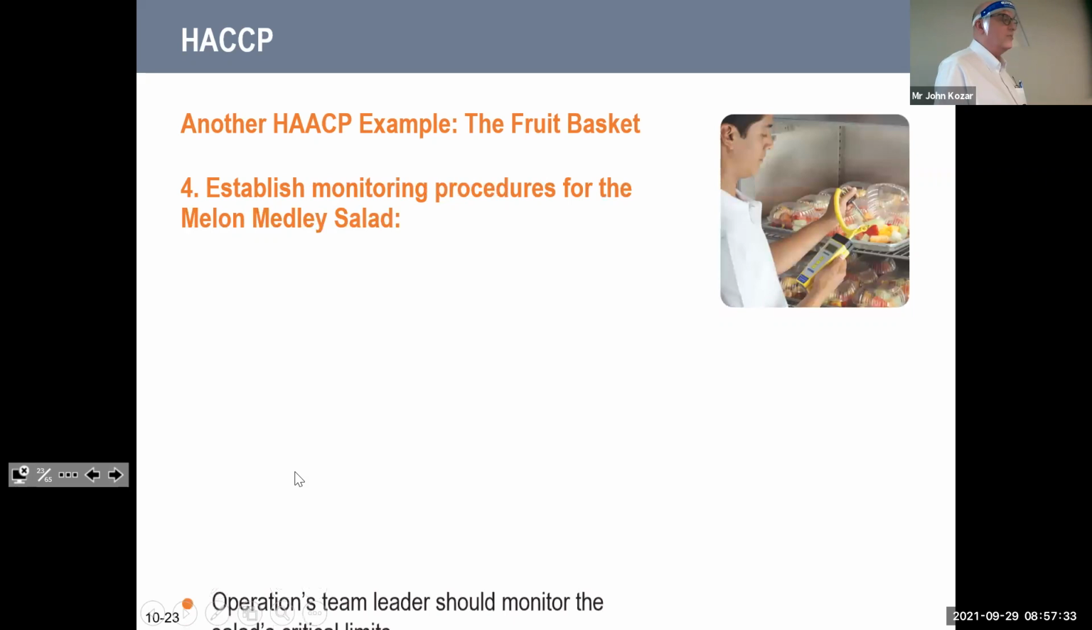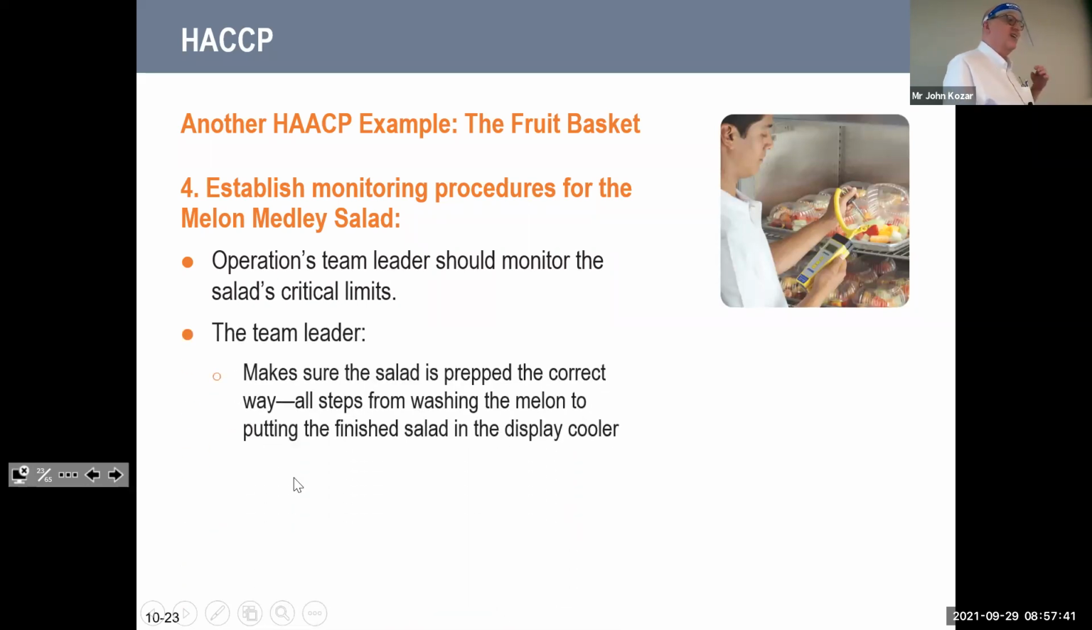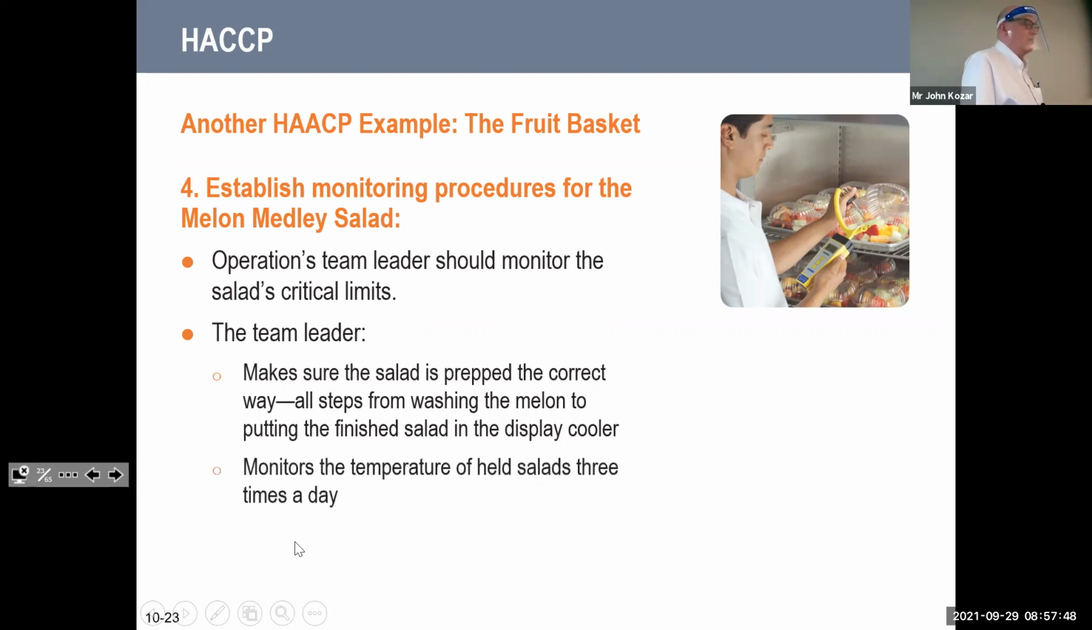Monitoring procedures. Operations team leader should monitor the critical limits. So the team leader should be observing that the melons are being washed and dried. And once the salads are put into the cooler, temperature is taken inside the cooler 3 times throughout the day.